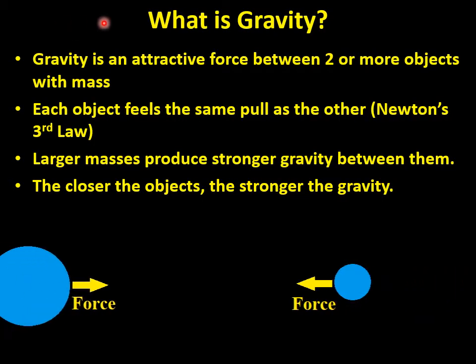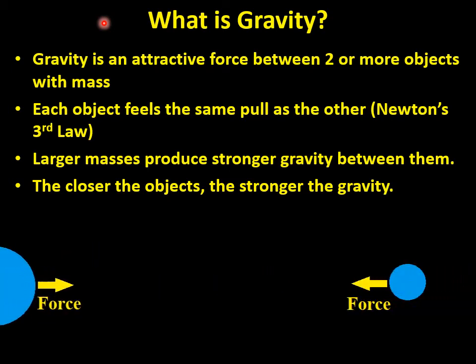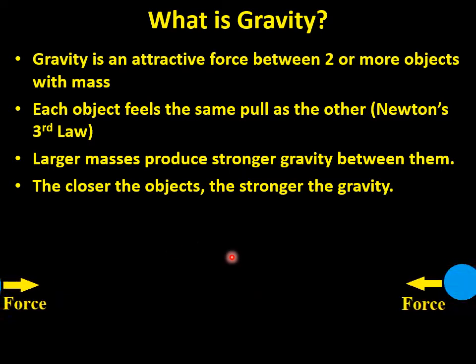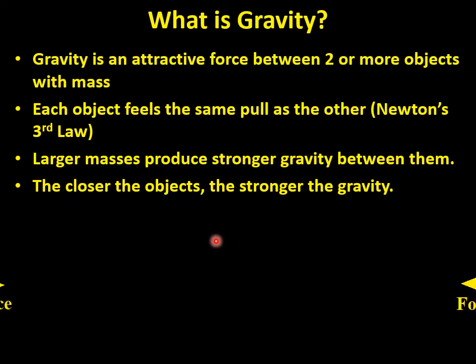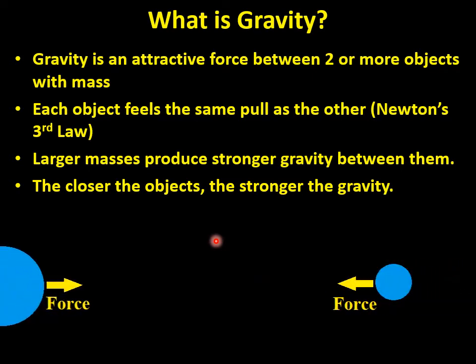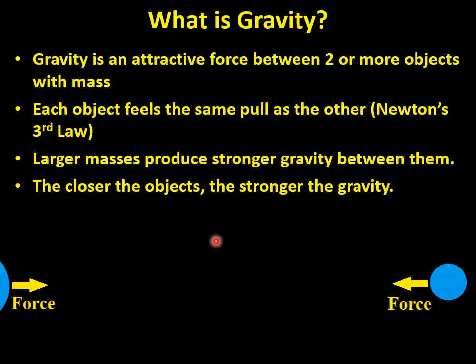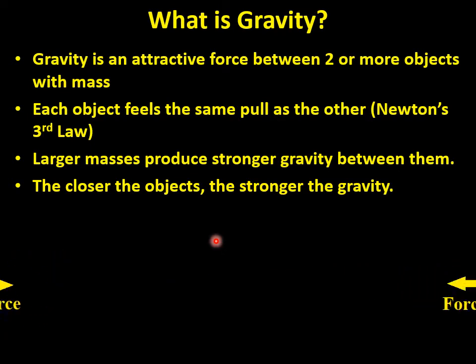So what is gravity? Well, gravity is an attractive force between two or more objects. You can see in the animation here, we have two objects. And these two objects could be any two objects. One could be a planet, the other could be a star. One could be the moon, the other the Earth, or they could just be two rocks. And let's just say they're out floating around in space.